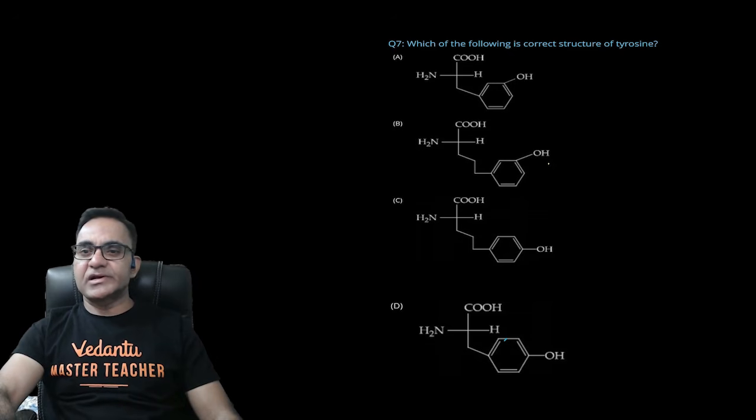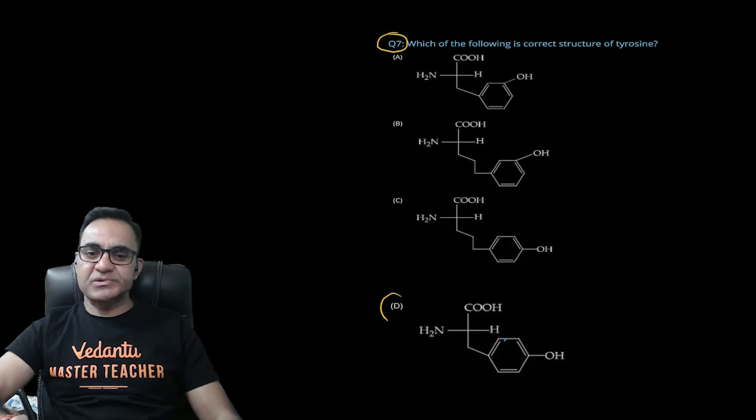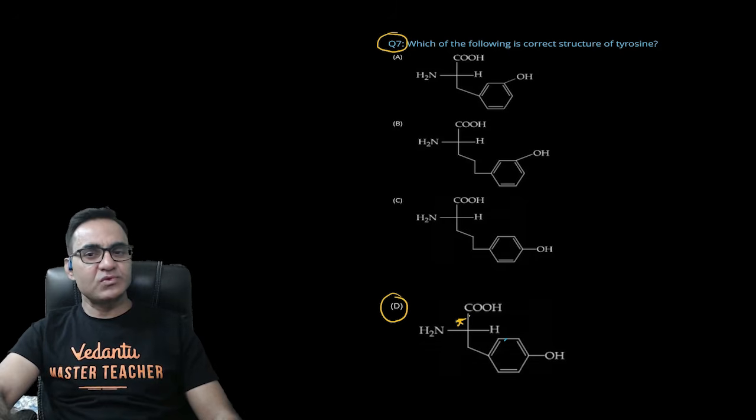विच ऑफ द फॉलोइंग इज करेक्ट स्ट्रक्चर ऑफ टायरोसिन. अब इसमें देखो ये इंफॉर्मेशन बेस्ड क्वेश्चन है, इसके अंदर कोई कंसेप्ट नहीं लगानी है. टायरोसिन का स्ट्रक्चर बेसिकली ये होता है, एक फिनोलिक ग्रुप होता है, साथ में एक कायरल कार्बन मौजूद होता है बाहर. तो एक NH2 ग्रुप, एक COOH ग्रुप. So this is the structure of tyrosine. Info based question, you need to mug up the structure of important amino acids. All right, D is the correct answer.